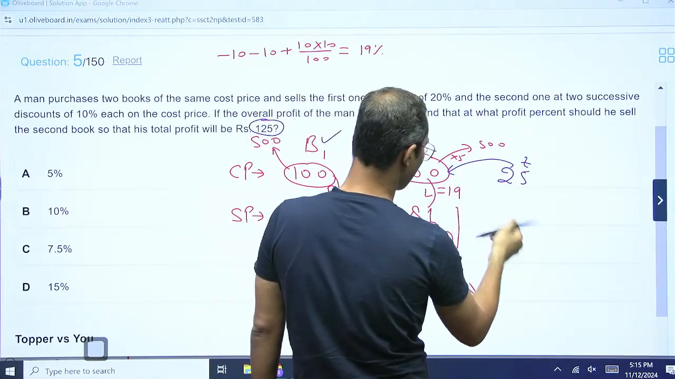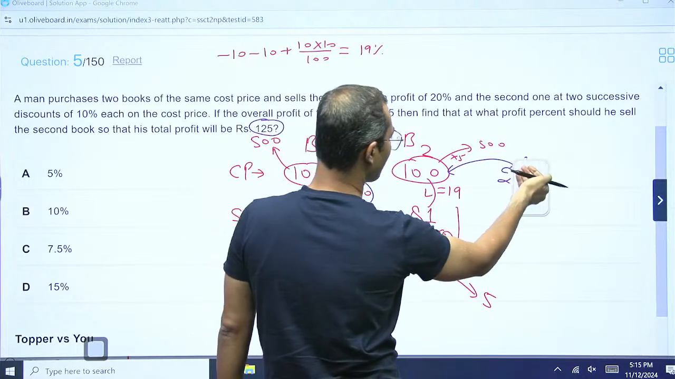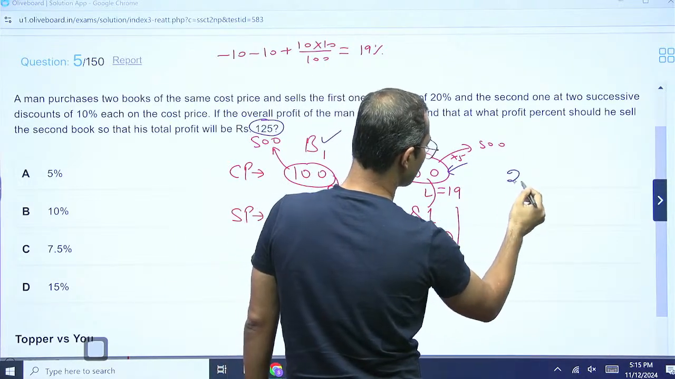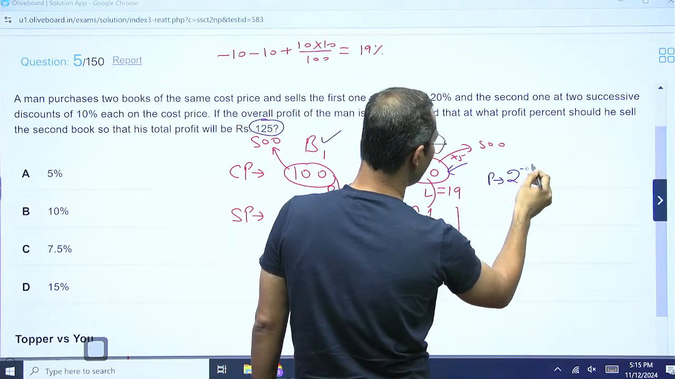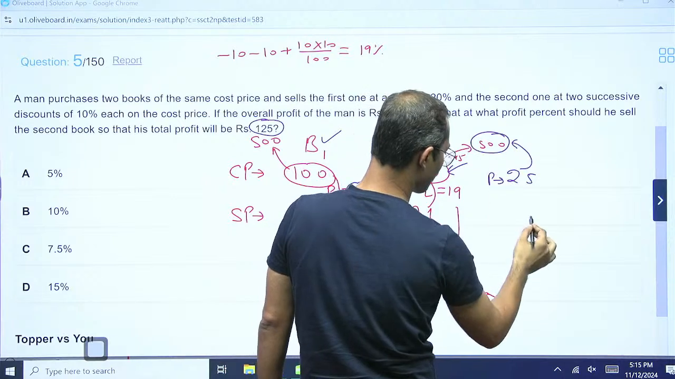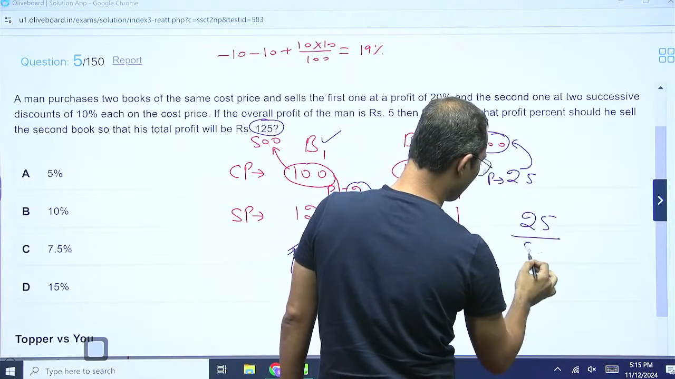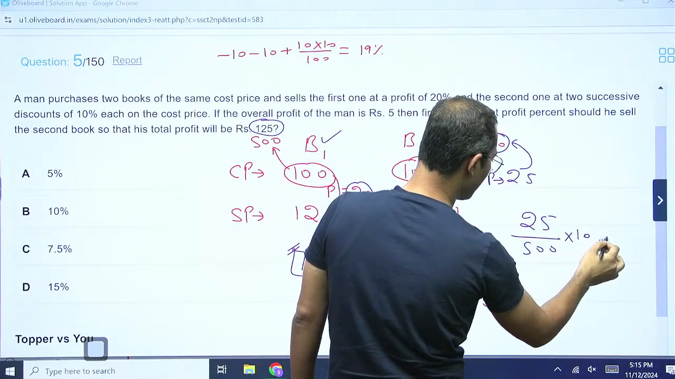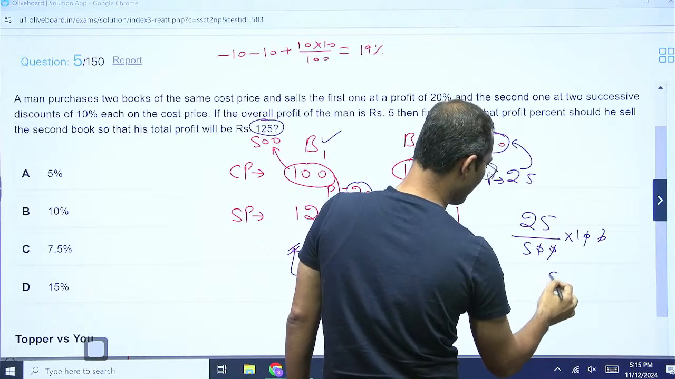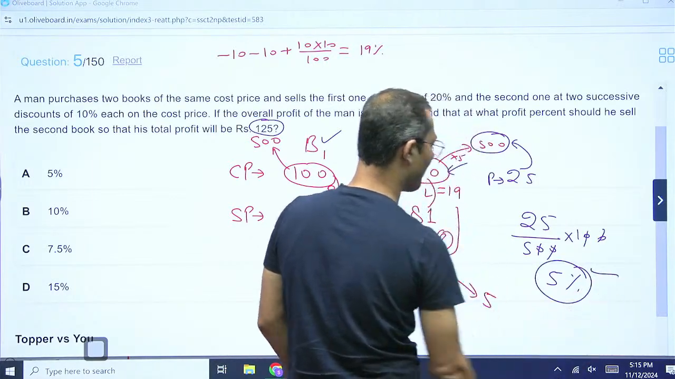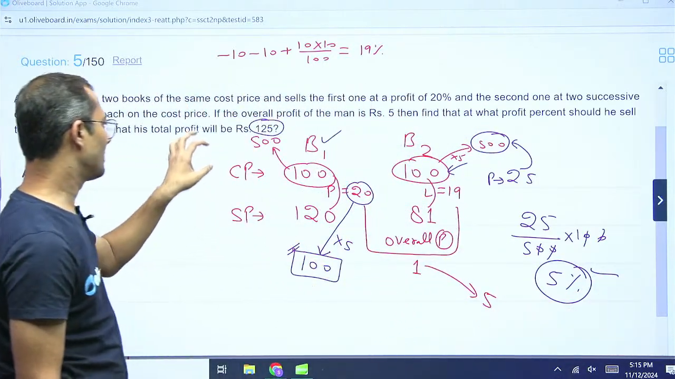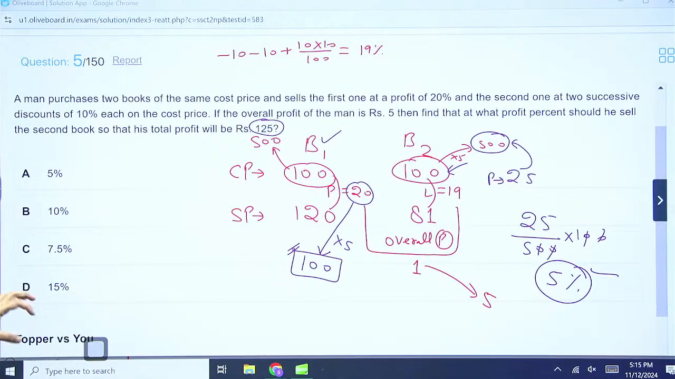So we can say that at the second book, right? So 25 rupees profit needs to be earned at the second book. So we can say 25 divided by 500 into 100, that is 5%. So we need to sell the second book at 5% profit to earn a total of 125 rupees as profit. So A part is the right answer.